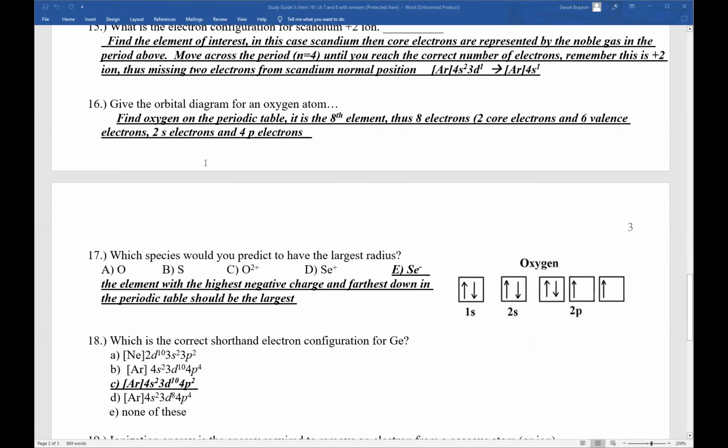16, orbital diagram for an oxygen atom. So you go get oxygen off the periodic table, it's the 8th element. So 8 protons means 8 electrons for just an atom. The picture got dragged down here. So basically it's the same as the one above, right?